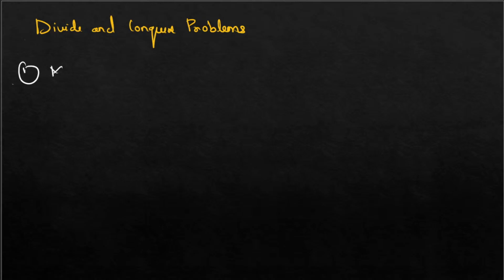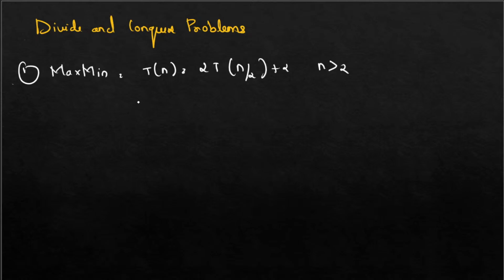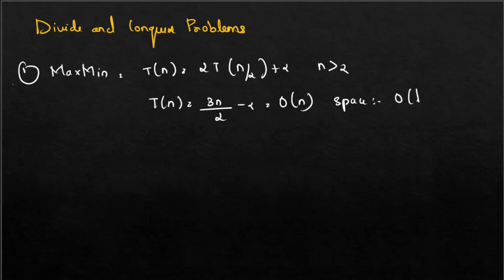The very first is the max min problem, which is T(n) equals 2T(n/2) plus 2, where n is greater than 2, and this is like T(n) equals 3n/2 minus 2, so big O of n, and the space complexity here will be big O of log n. And this is for all cases. So this is max min.